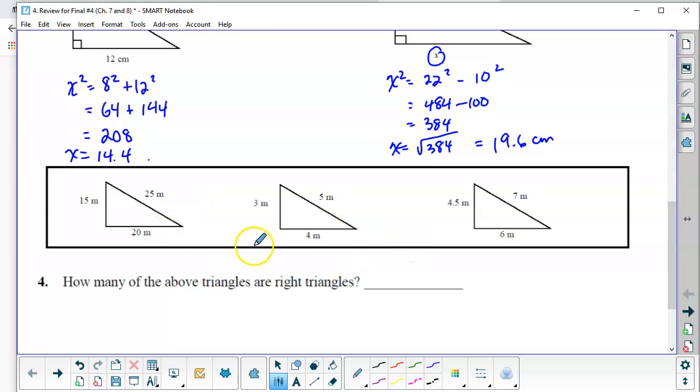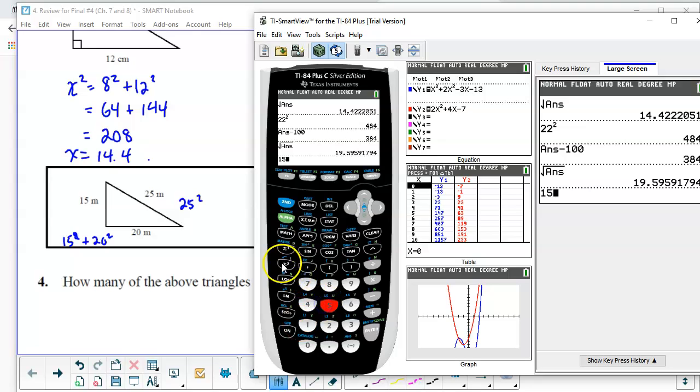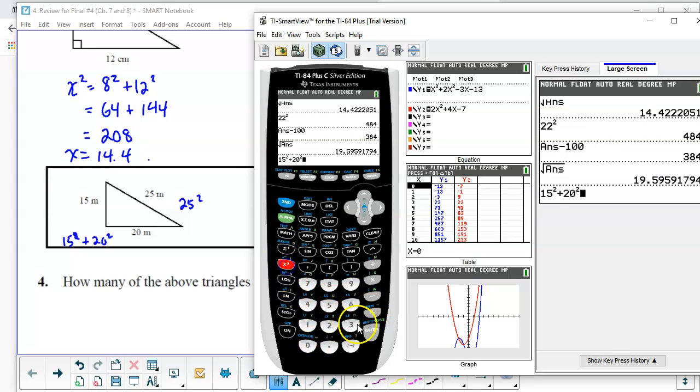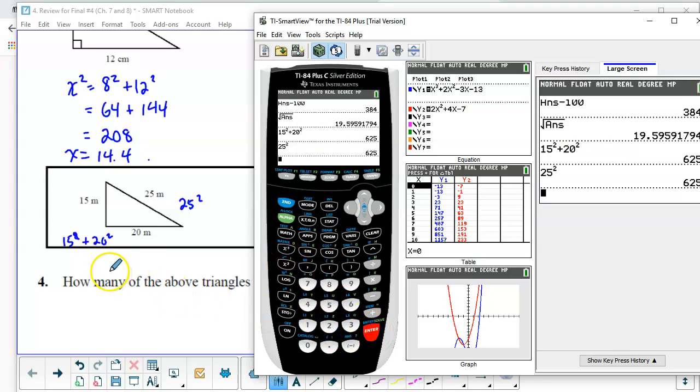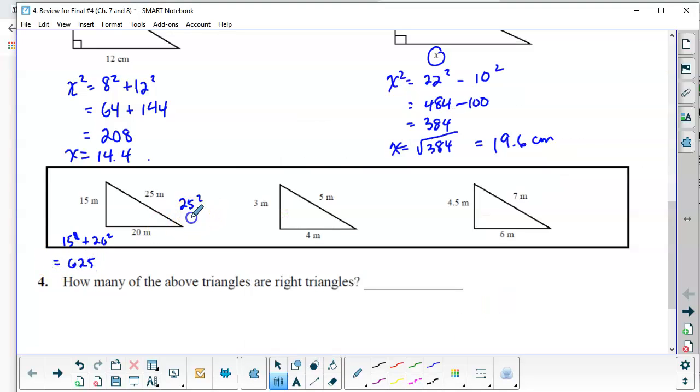Okay. Next one, how many of the above triangles are right triangles? So we've done questions like this before. You want to check with your Pythagorean theorem. So you want to check, is 15 squared plus 20 squared the same as 25 squared? Okay, so 15 squared plus 20 squared, 625. Well, you might already know that 25 squared is 625. Okay, so that works. Then 3 squared plus 4 squared, well, that's 9 plus 16, which is 25. 5 squared is 25, so that one works.